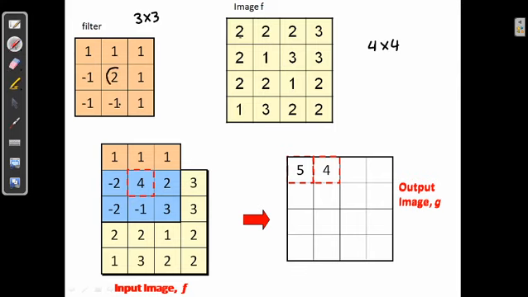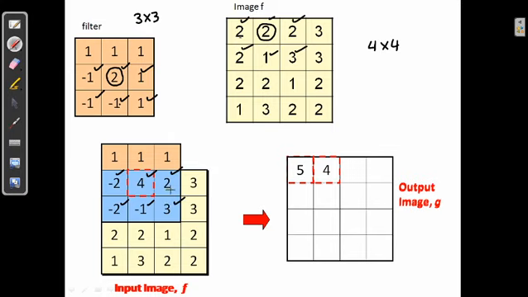So when you place this 2 over this location, minus 1 into 2 would be minus 2. Next, 2 into 2 would be 4. Next is 1 into 2, that would be 2. Next, minus 1 into 2 would be minus 2. Next, minus 1 into 1 would be minus 1, and 1 into 3 would be 3. So this is the result.